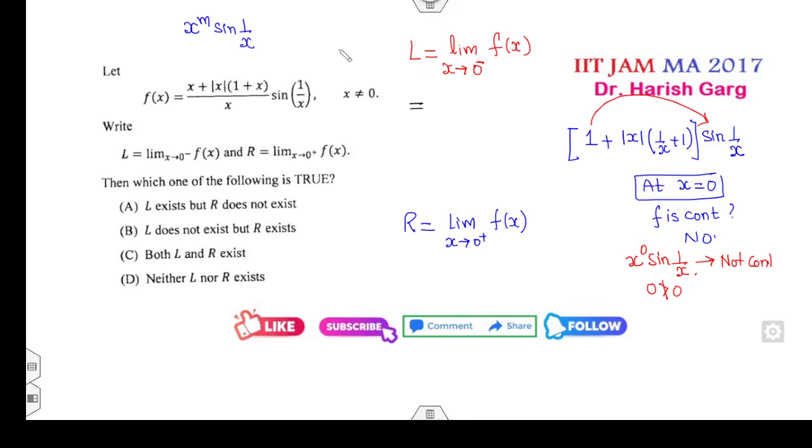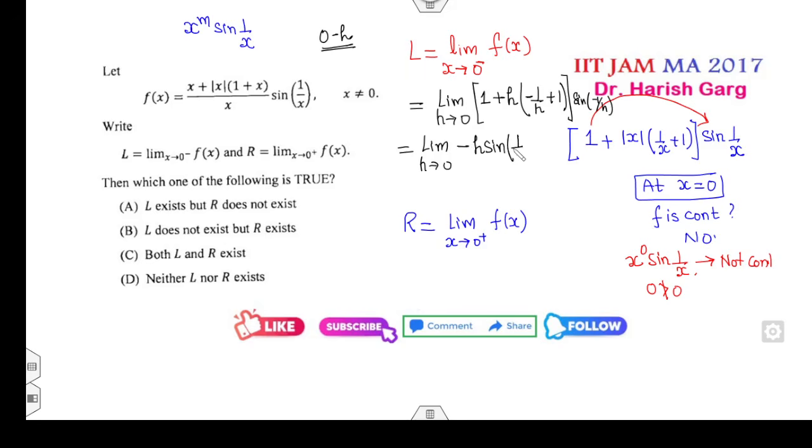x, I can choose as x to be 0 minus h. So limit h approaches 0 of f x, here we fill in, that will be 1. Mod of 0 minus h is h, it will be minus 1 over h plus 1 into sine of minus 1 over h. So if you open this bracket, 1 will be cancelled, so that limit will be limit h approaches 0 of h sine of 1 over h, and that will be 0. So L exists. Fine. B and D options are cancelled.